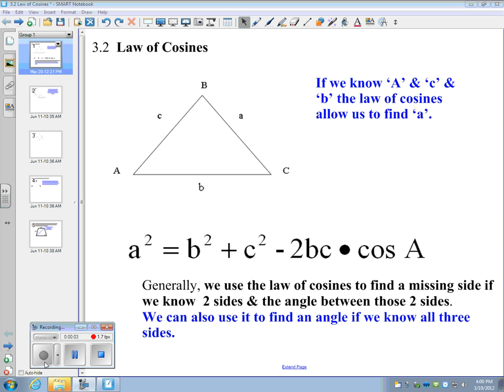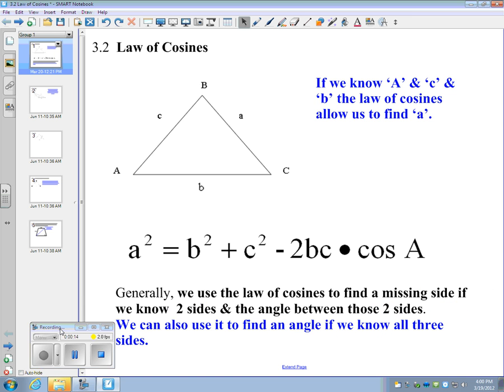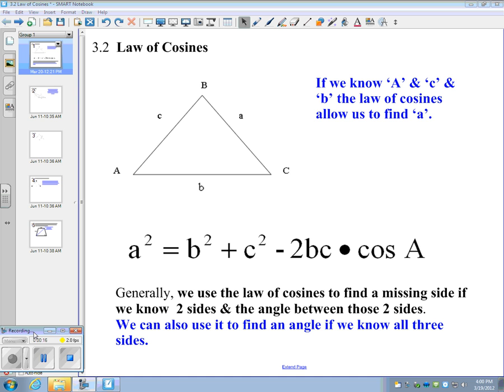3.2, Law of Cosines. So what we're going to do now is use this law to solve triangles that are not right triangles. In fact, we use the law of cosines to find a missing side if we know two sides and the angle between, or an angle if we know all three sides. So that's when you're going to use the cosine law.